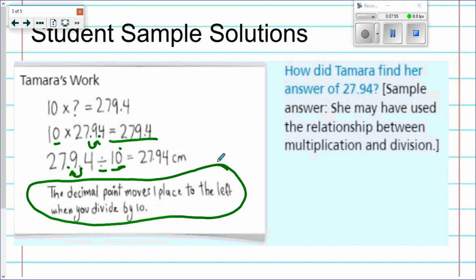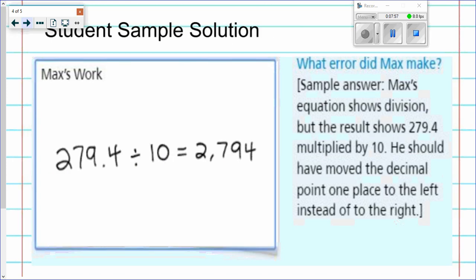Let's go ahead and look at the next. Max's work, the answer he got was if he had multiplied this by 10. So he was a little confused kind of on how that operation should have worked. So when you're dividing by 10, we would not get this whole number. We would get 27 and 94 hundredths centimeters.